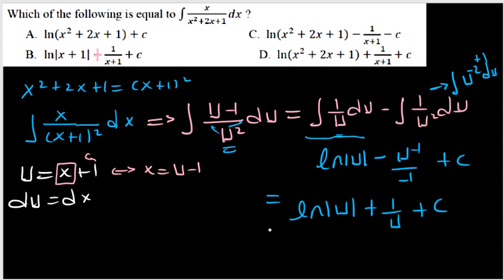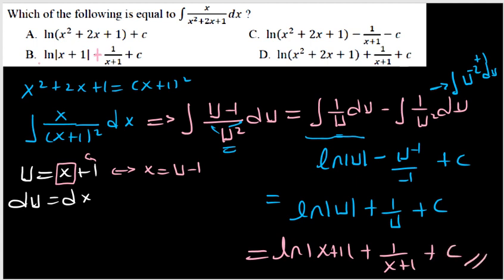And then when we substitute back, what is u? Ln of x plus 1 plus 1 over x plus 1 plus c will be the answer, which is, the answer must be b, that is plus here. It must be plus.